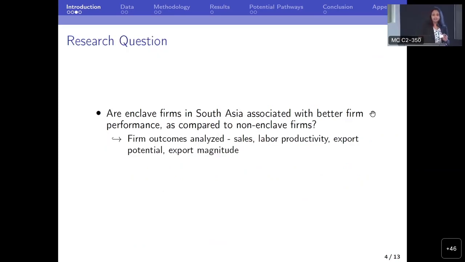And so the research question that I'm asking is a very simple one. I'm trying to estimate whether firms located within these industrial enclaves are associated with better firm performance as compared to firms that are not located in an industrial enclave. And I measure performance using 4 firm outcomes. I use sales, labor productivity, which is simply measured as sales per worker, and I use export potential and export magnitude to do this analysis.